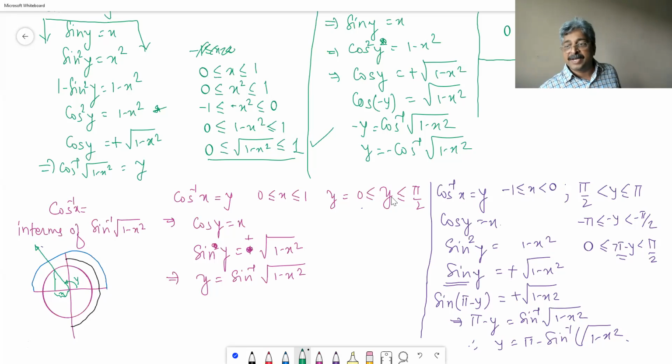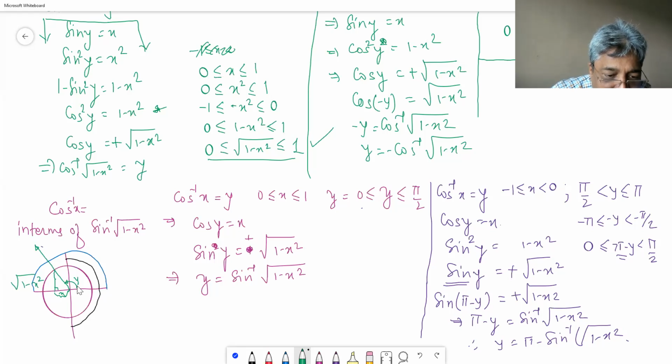Okay, x is definitely negative. It is between 0 to x. So this is the y value that you are getting. Now look at this. Let us do it here itself. This is 90, this is x, and this is 1. Therefore the opposite side is root of 1 minus x square.